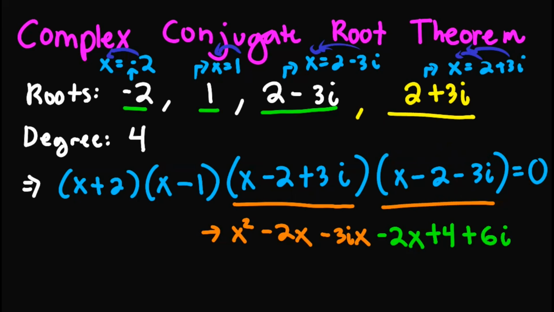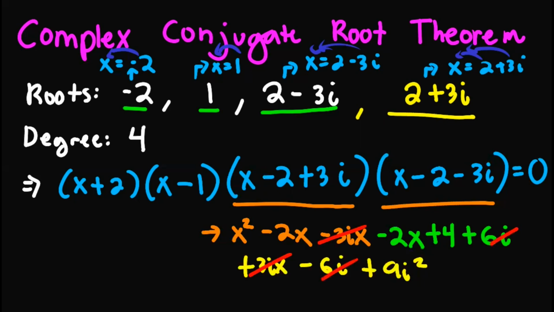Lastly, 3i times x, that will be positive 3ix. 3i times negative 2, that is negative 6i, and 3i times negative 3i, that is positive 9i squared. And from here, observe that we have negative 3ix and positive 3ix, so that cancels out. We also have 6i and negative 6i.